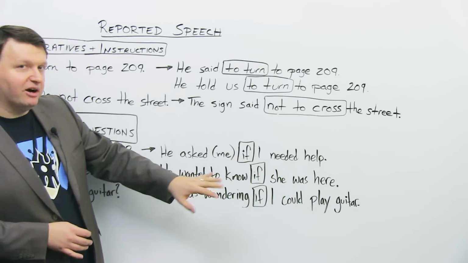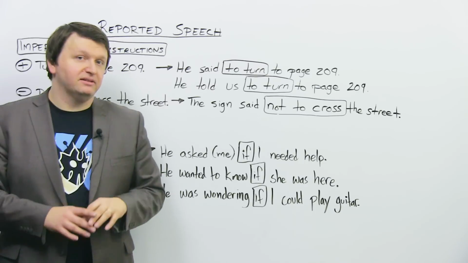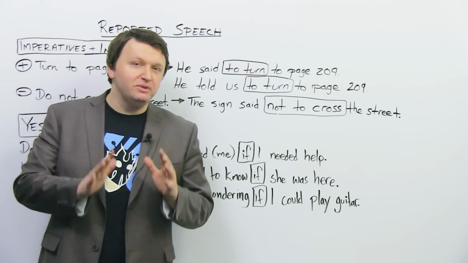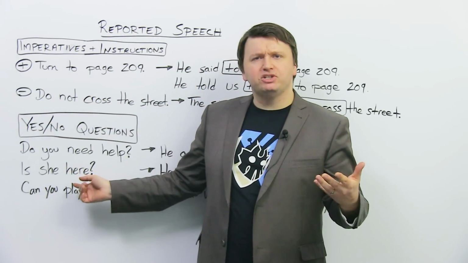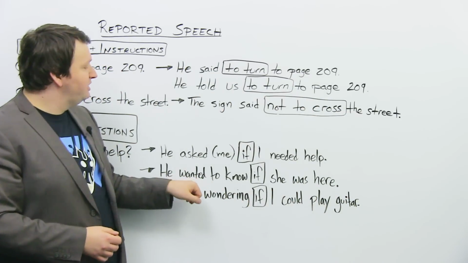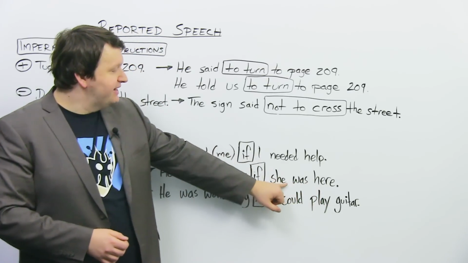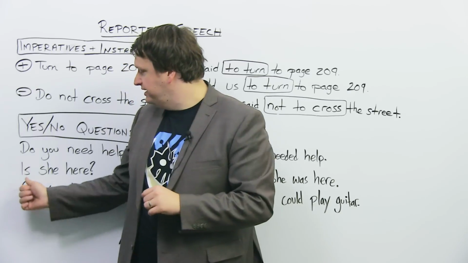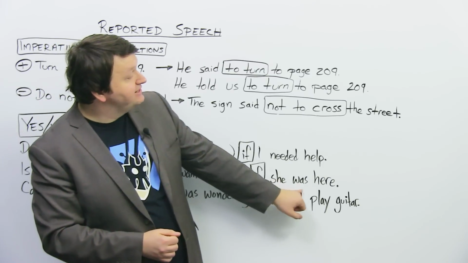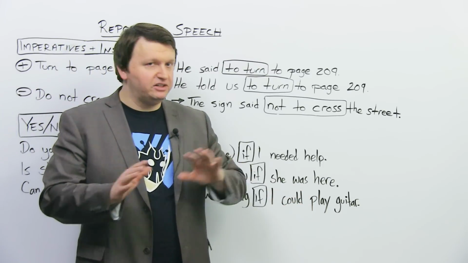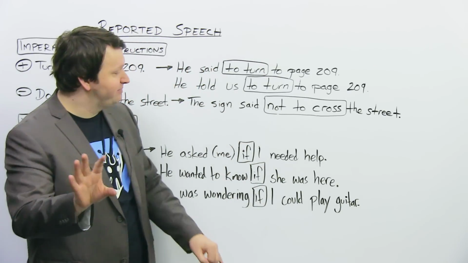And again, you can probably already see this formula here, if. So when you are reporting a yes-no question, in the reporting, you need to add an if. Very simple. For example, number 2, hey, is she here? He wanted to know if she was here, okay? And again, you notice that the question is she here? The reporting is, he wanted to know if she was here. This is information that you will get in any basic tutorial on reported speech. So make sure you have those basics.